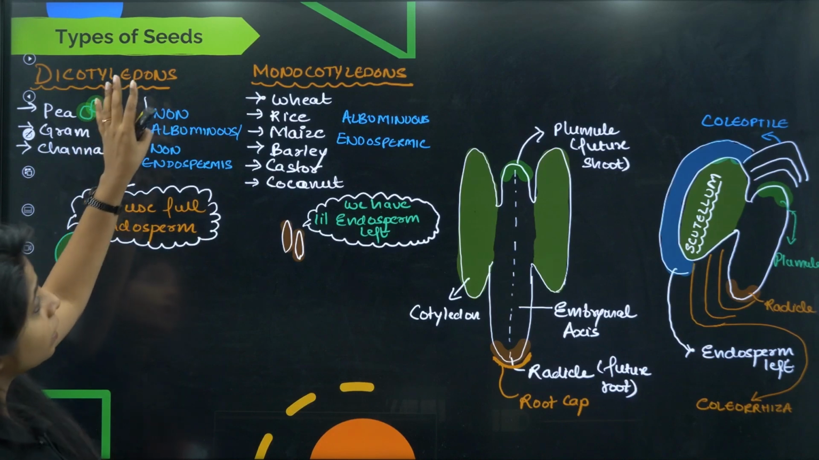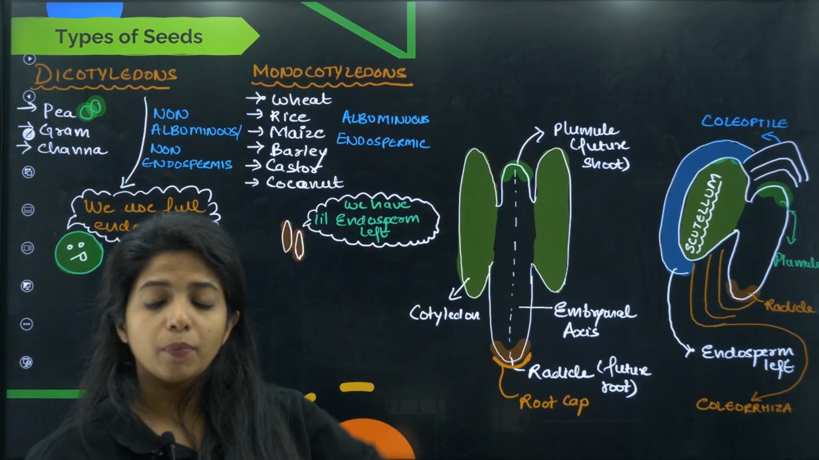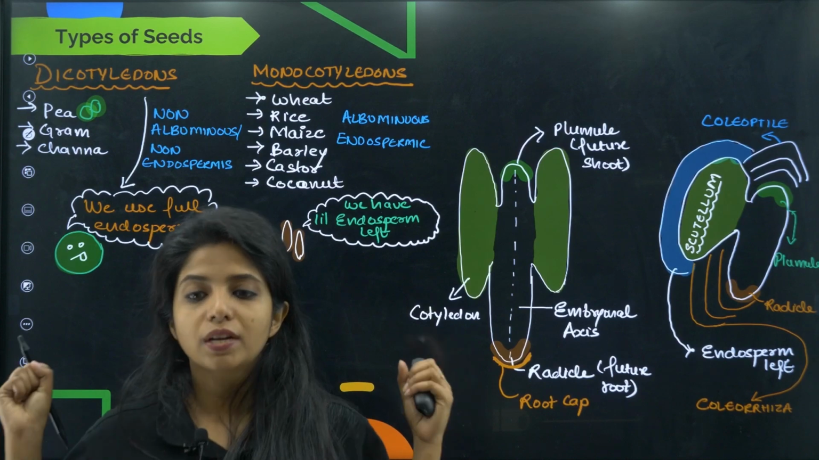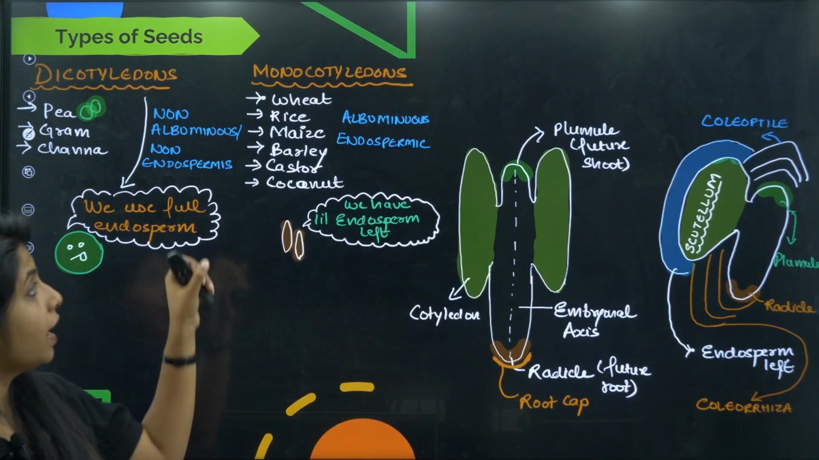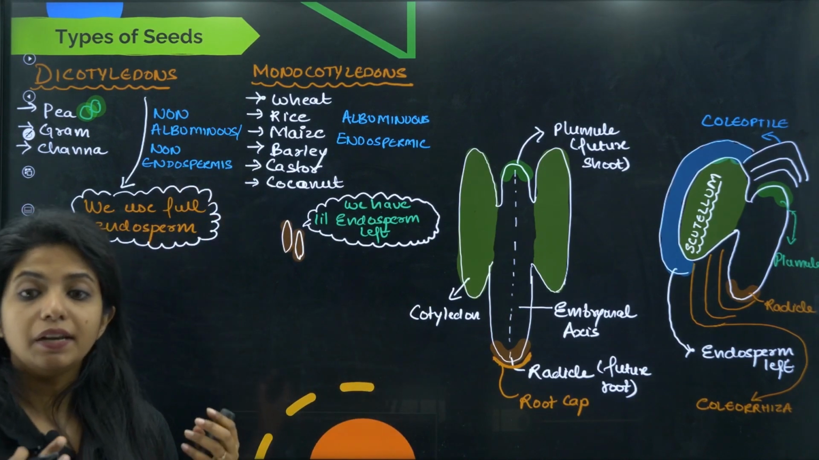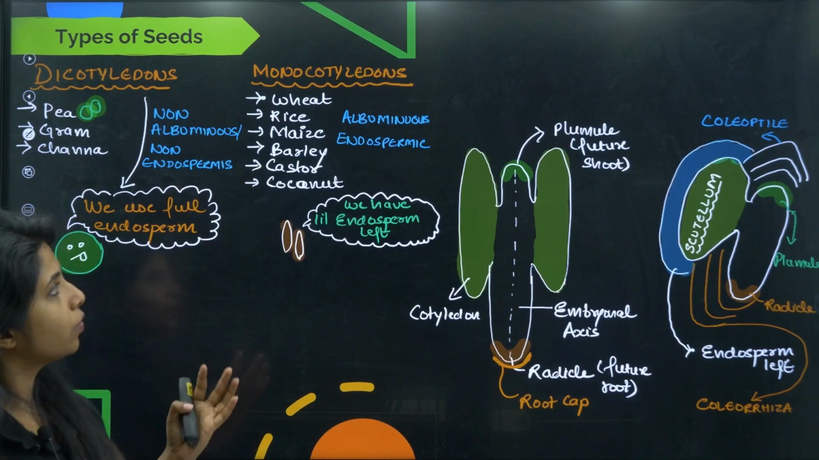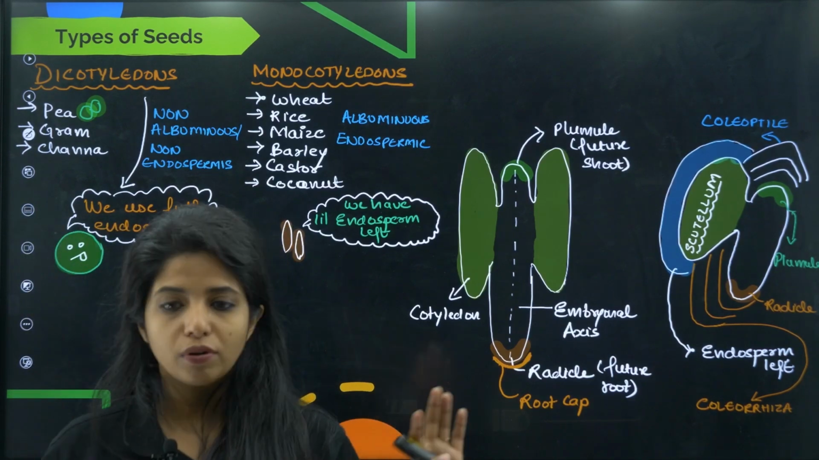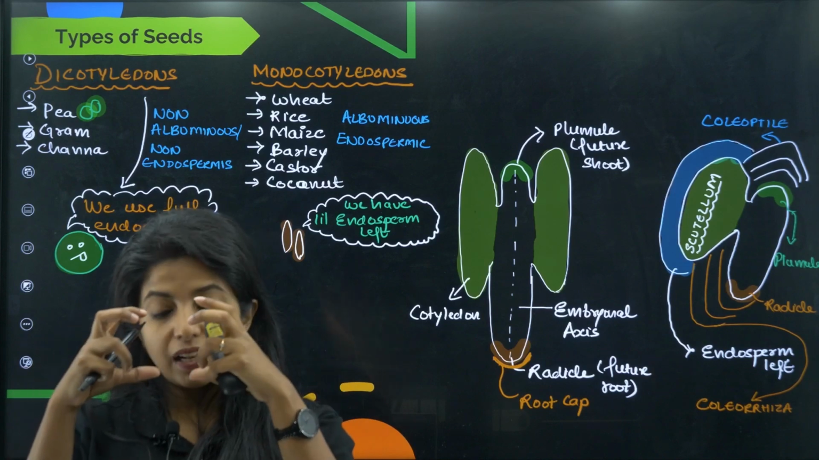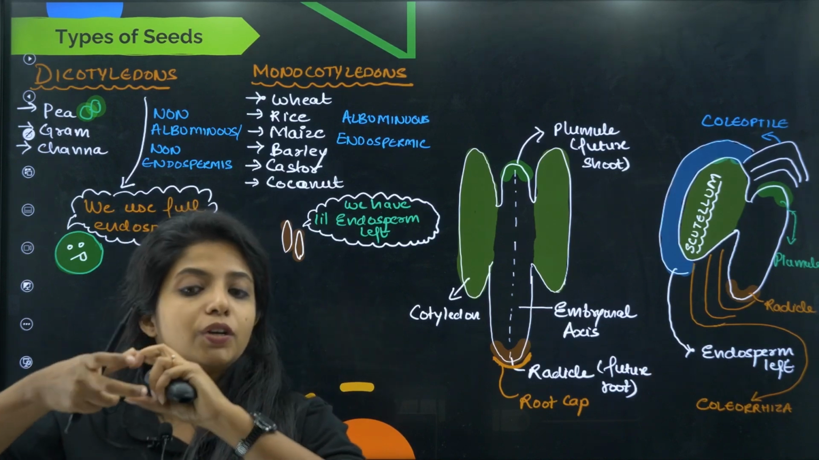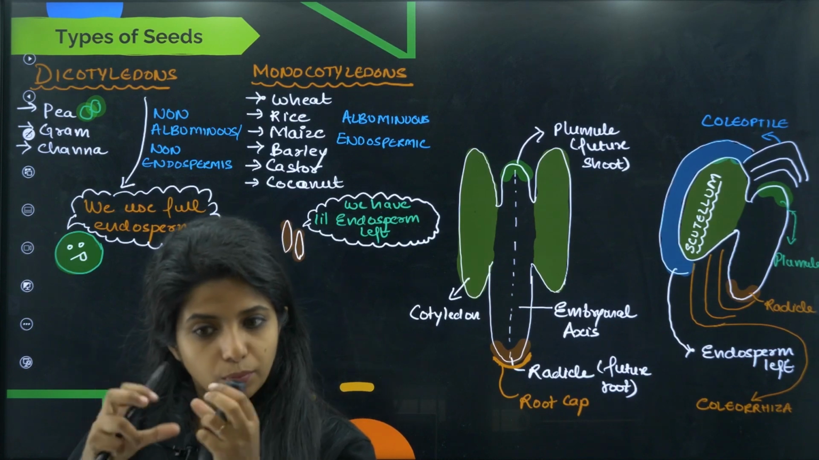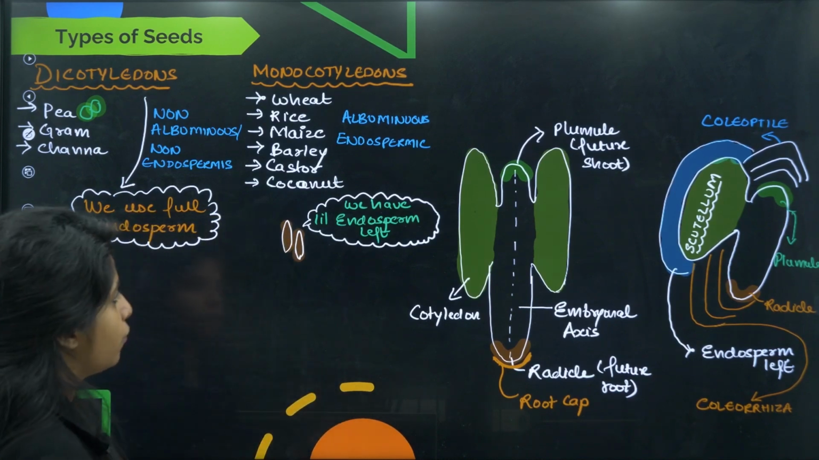So, there is dicotyledonous seed and there is monocotyledonous seed. Example of dicots: pea, gram, chana, everything that you can break into 2 are known as dicots. On the other hand, there is monocotyledonous seed like wheat, maize, rice, barley, castor, coconut, everything that you cannot break into 2. Do not say that I can break coconut into 2. No, I'm not talking about that. You break coconut into 2 with the help of a knife, right? It naturally does not get broken like that. So, that is something different.